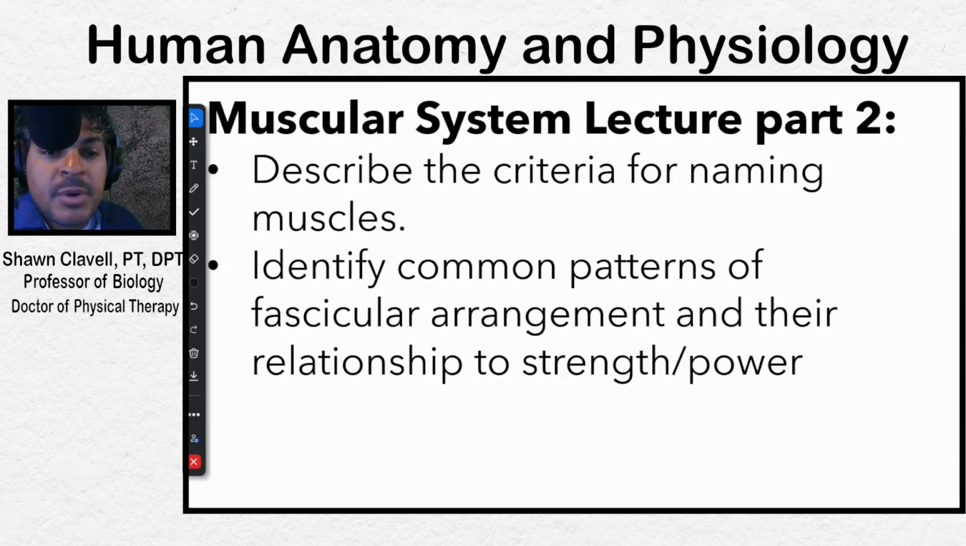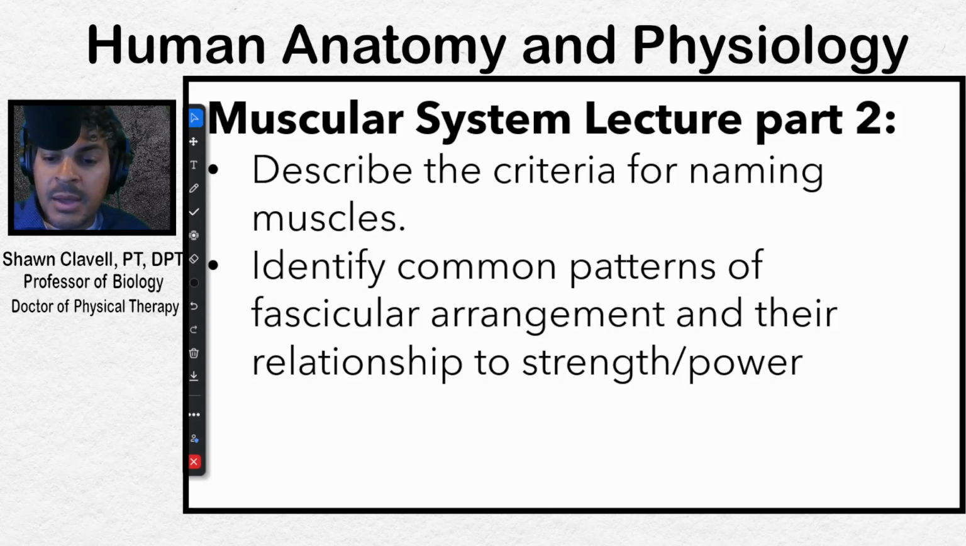And that'll wrap up our second part of the muscular system lecture here, where we talked about the criteria for naming muscles, as well as the common patterns of fiber or fascicular arrangement, and which ones provide a little bit more speed versus which ones provide a little bit more strength. The remainder of this chapter includes many of the muscles, including their origins, insertions, and actions, which will always be helpful for you to identify.